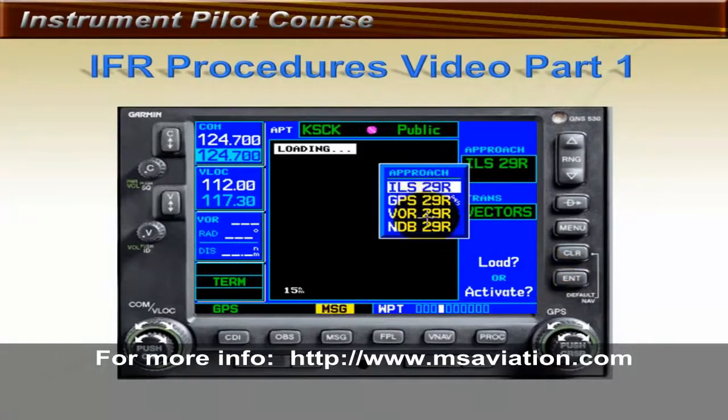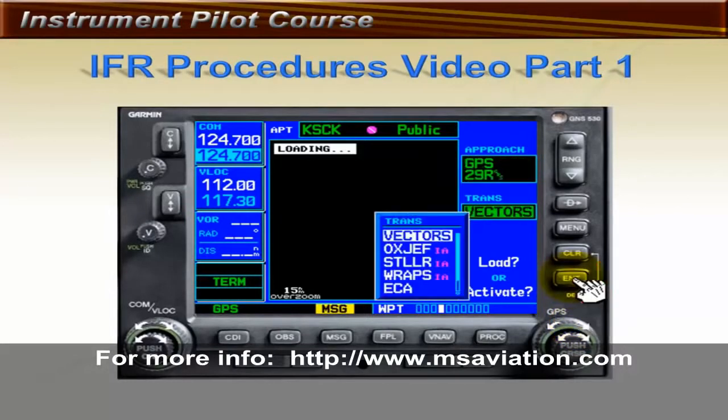And these are the approaches that are available at Stockton. So we'll choose the GPS approach. We just use the outer ring to scroll to that and press enter. And it asks us how we want to transition on this approach, whether it'll be vectors, via this intersection, OxJeff, an initial approach fix, Stiller, RAPS, or from the Manteca VOR. So we're going to choose from the Manteca VOR.